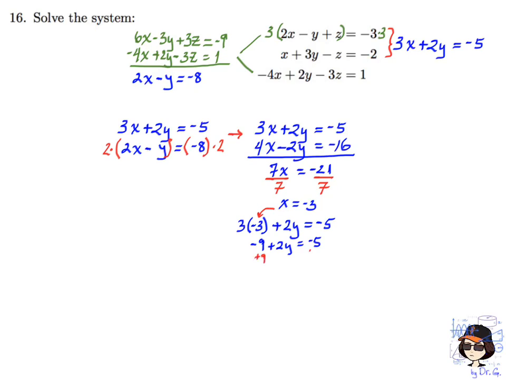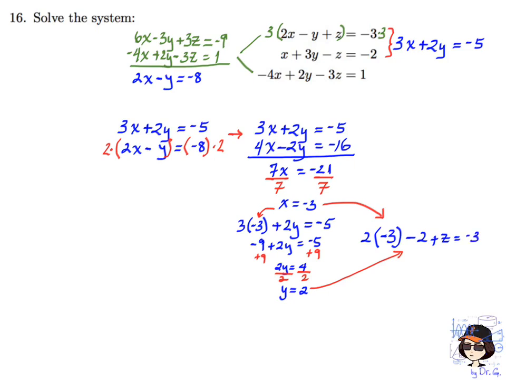And let's add 9. And now let's divide by 2. And I've got y equals 2. And so now I have two variables. I need to find the third one, so let's choose one of the original three equations and plug in negative 3 for x and 2 for y. So I'm going to choose the first equation, so 2 times negative 3 minus 2 plus z equals negative 3.